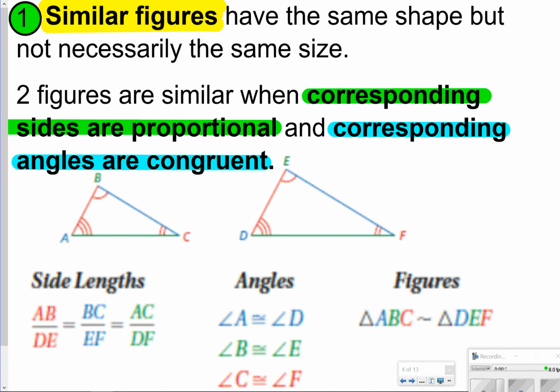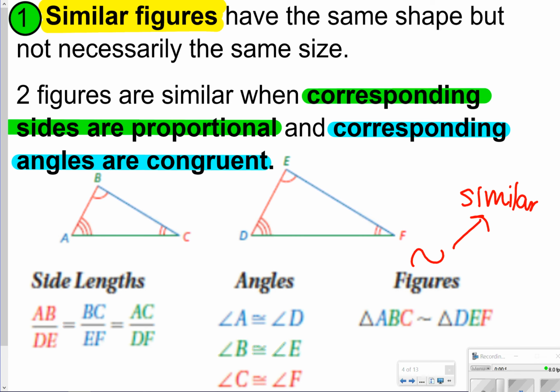The first thing we're going to write down is what similar figures are and what they need to have. Similar figures have the same shape but not necessarily the same size. You also have corresponding sides that are proportional in similar figures, and the corresponding angles are congruent or equal. So your side lengths have to be an equivalent fraction to one another, so they're simplified. Your angles are equal, and that way you would be able to tell your figures are similar. This is the symbol for similar as well, if you wanted to jot that down too.